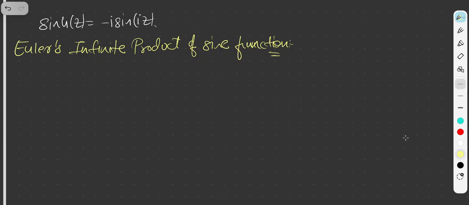So we have, let me just use red color. So we have sine of x equals x times the product as k goes from 1 to infinity of 1 minus x squared over k squared pi squared, right? So this is the thing we are having here.